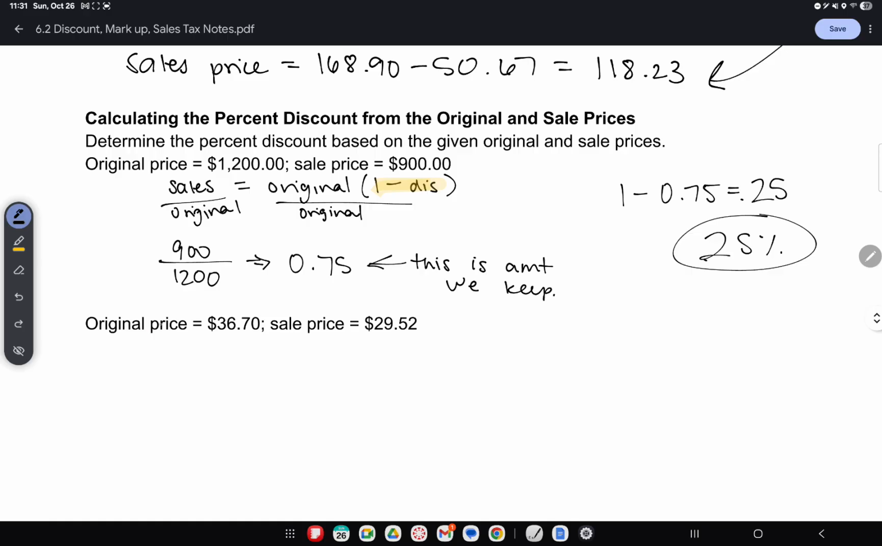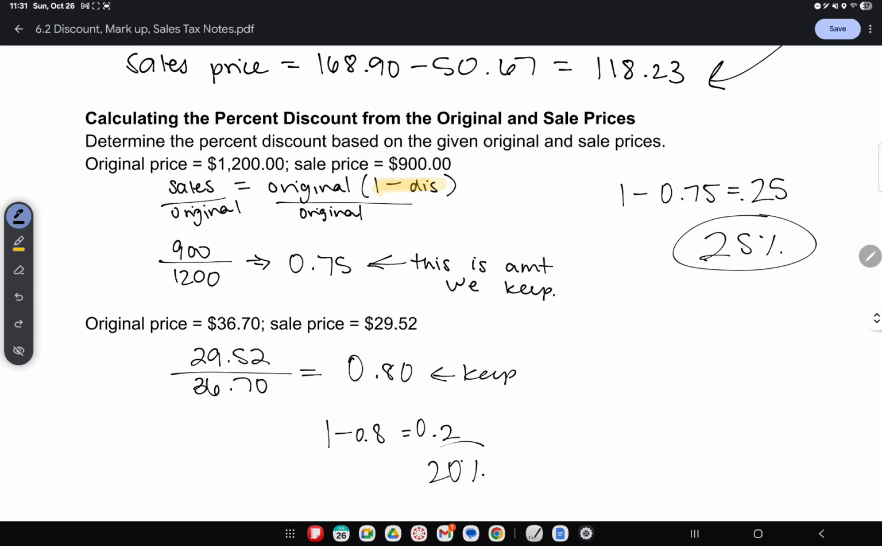So let's do another one. We've got an original price and a sales price. So $29.52 over $36.70 is going to give me a decimal. So $29.52 out of $36.70 gives me a decimal of approximately 0.80. But remember, this is what we're keeping. So I have to figure out what I lost. So 1 minus that 0.8 is going to give me 0.2, which is 20%.